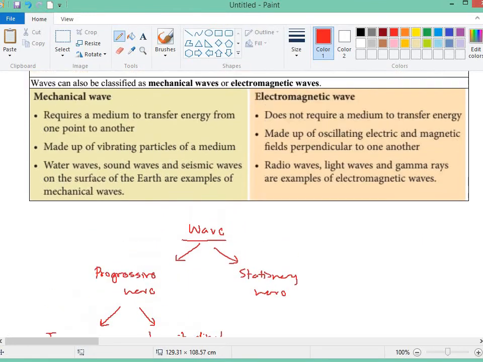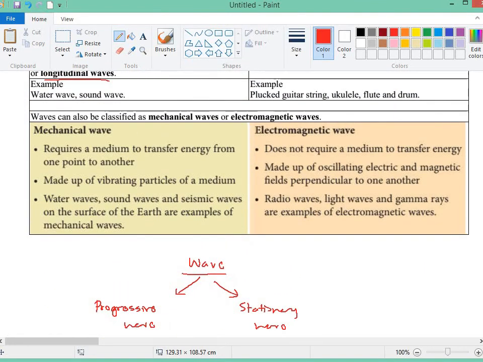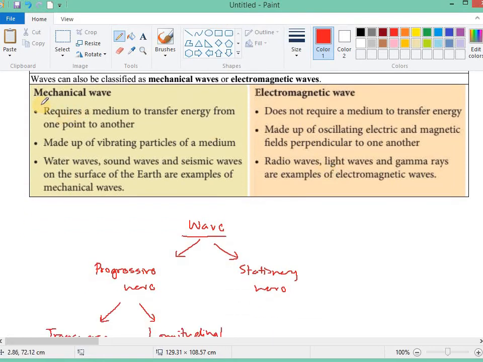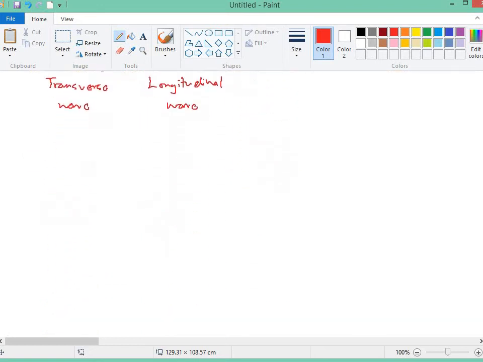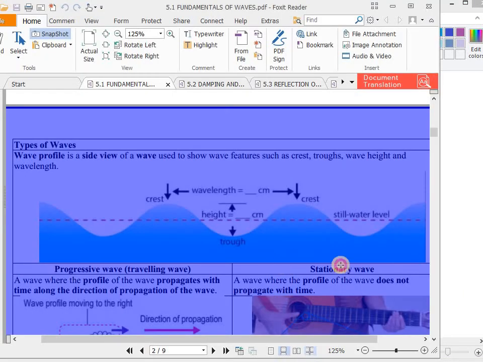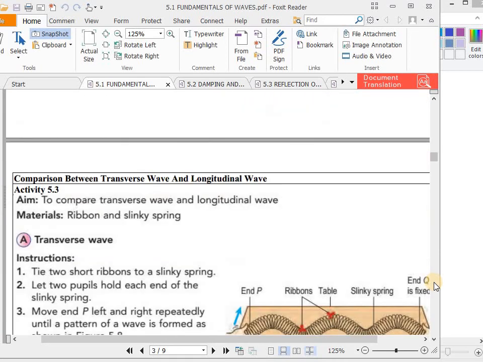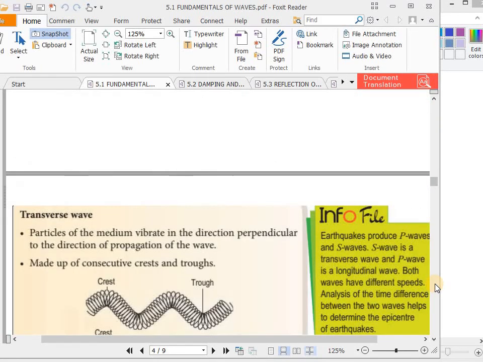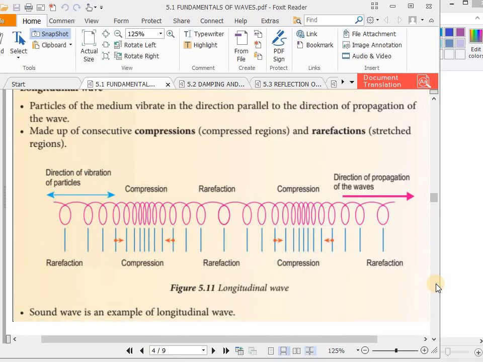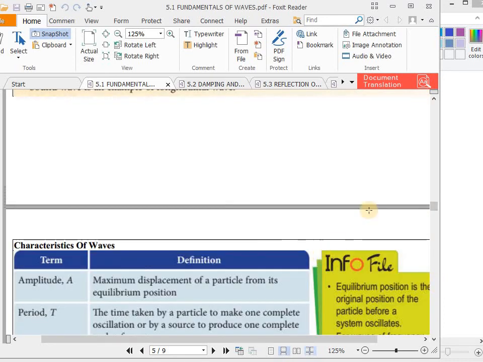And then all the waves can also be grouped into mechanical wave and electromagnetic wave. Okay, mechanical wave and electromagnetic wave. So this one, I don't want to spend time to talk about it. You watch it later in the recording. I want to go to the characteristic of wave.